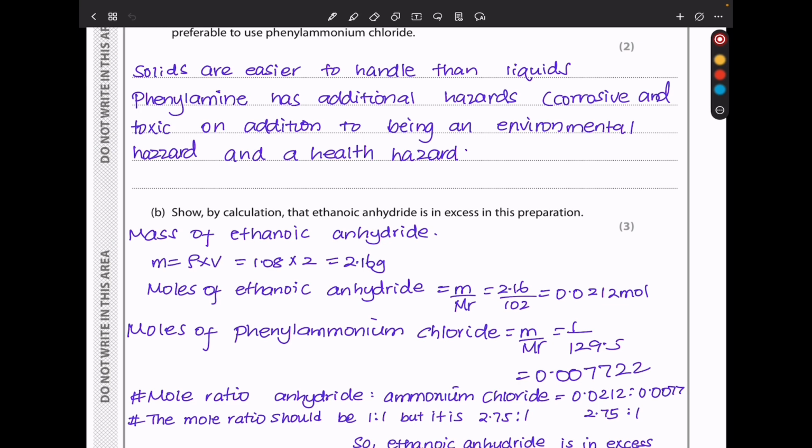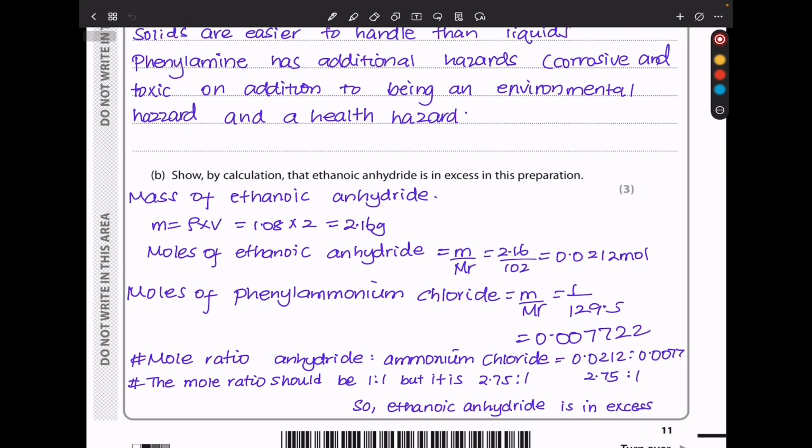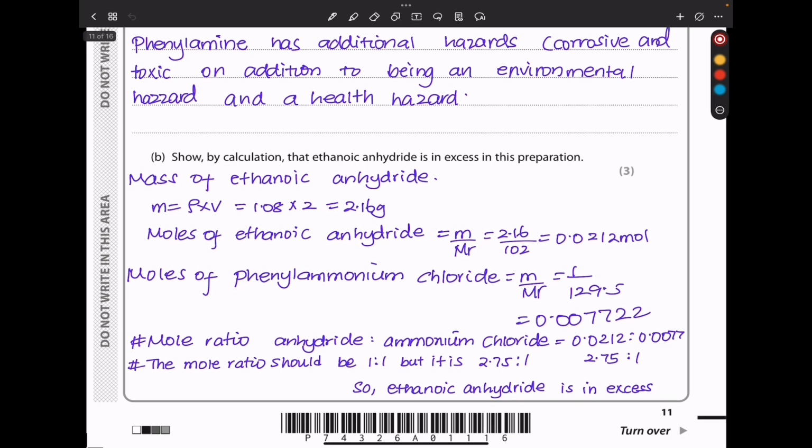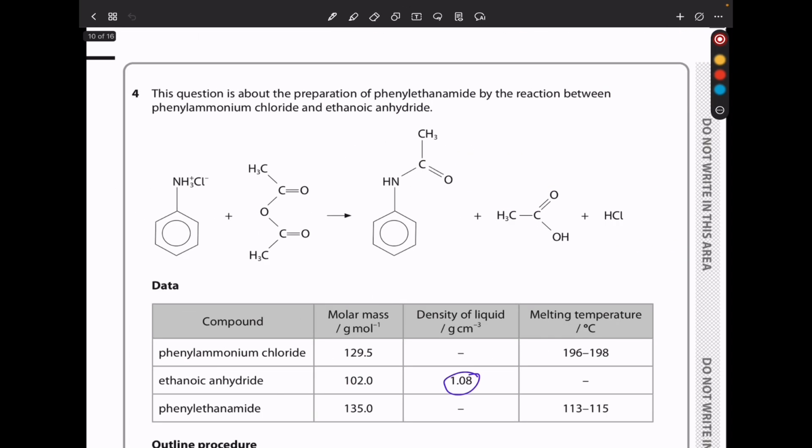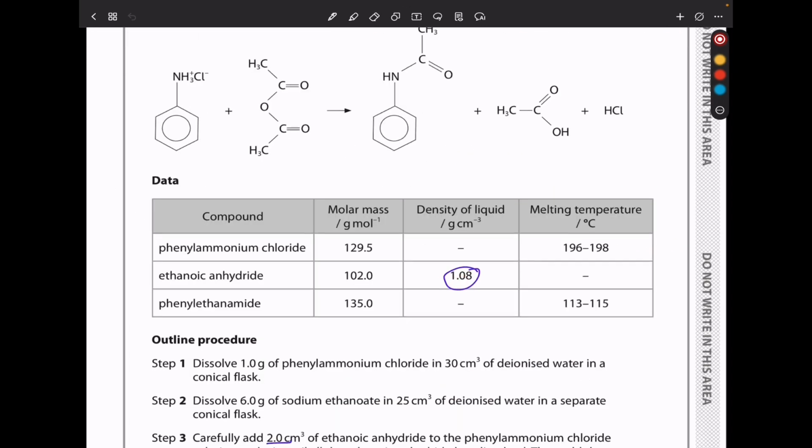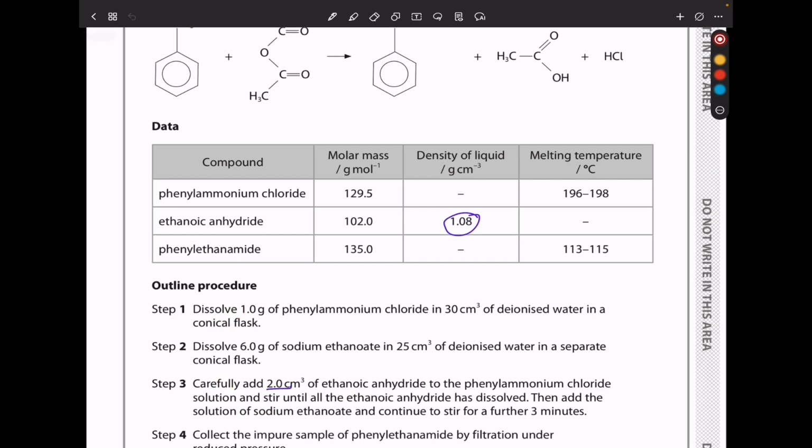Then in part B, show by calculation that ethanoic anhydride is in excess in this preparation. Here I used the information in the table from the previous page. We're given the density, and then there is some information here about mass and so on.